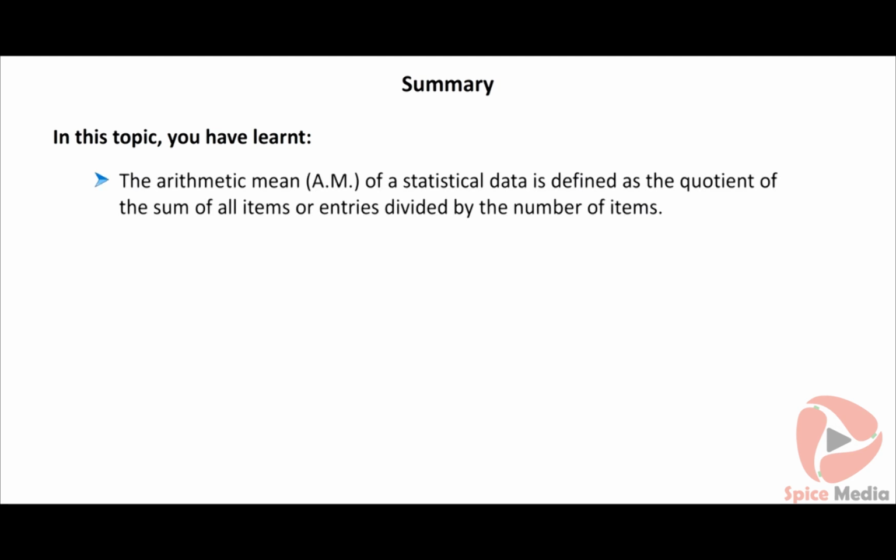Here are the merits and demerits of arithmetic mean. The following are the merits of arithmetic mean: unique value, based on all observations, simple to understand, easy to calculate. The demerit is that it is greatly affected by extreme values.